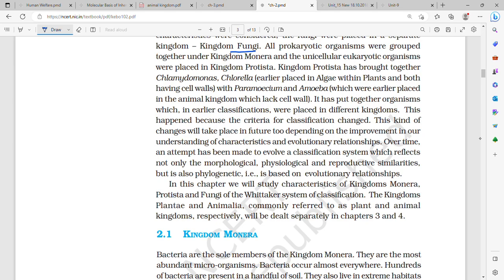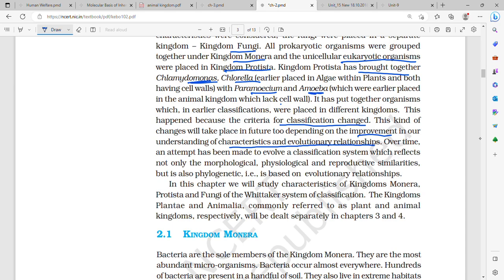All prokaryotic organisms were grouped under kingdom Monera. Unicellular eukaryotic organisms were in kingdom Protista. Kingdom Protista brought together Chlamydomonas and Chlorella, earlier placed in algae within plants, both having a cell wall, and Paramecium and amoeba, which did not have a cell wall and showed a predator kind of instinct, earlier placed in the animal kingdom. It has put together organisms which were placed in different kingdoms. This happened because the criteria for classification changed, and this kind of change can happen in future also, depending on the improvement in our understanding of characteristics and evolutionary relationships.